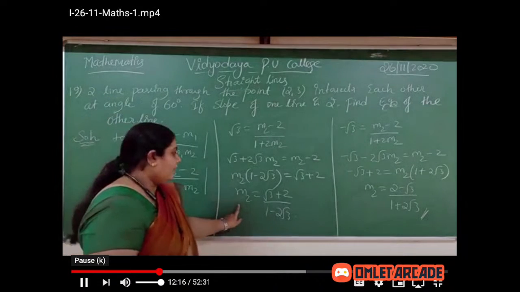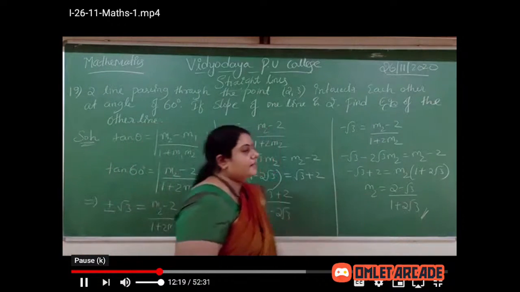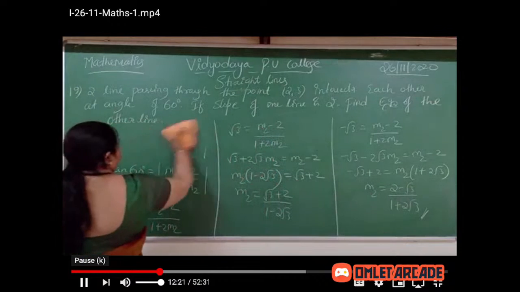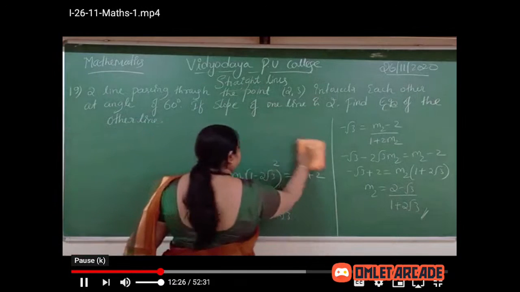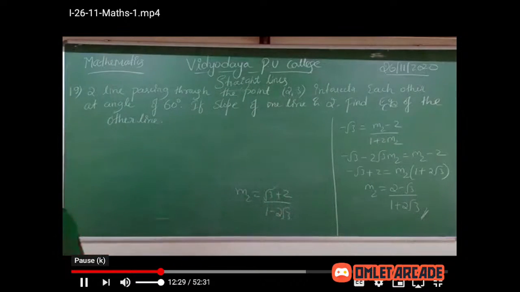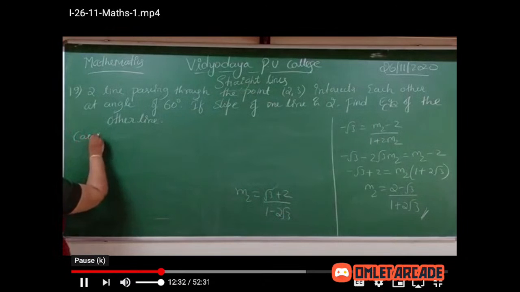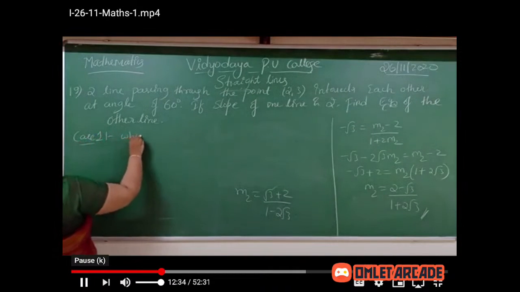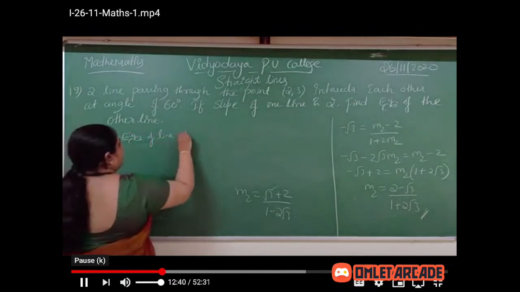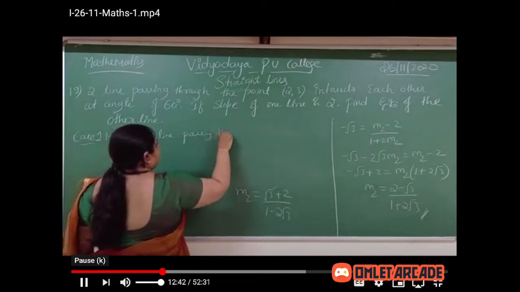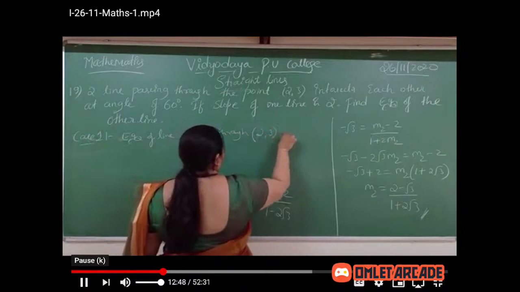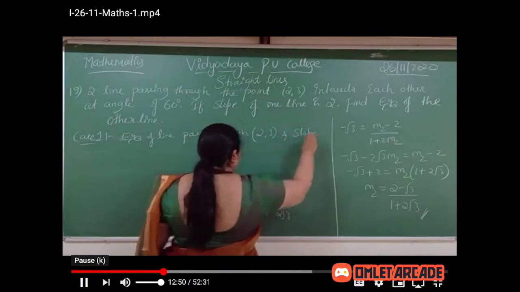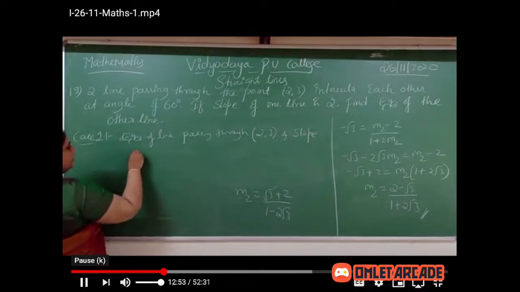So we have two cases. The one is the m2 value of this, and another case is this. Okay, let me take it that way only. First, case 1. Case 1: the equation of the line passing through, what is the point, students, given? Passing through 2, 3, and the slope is what?